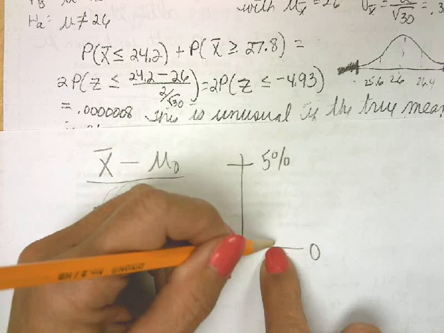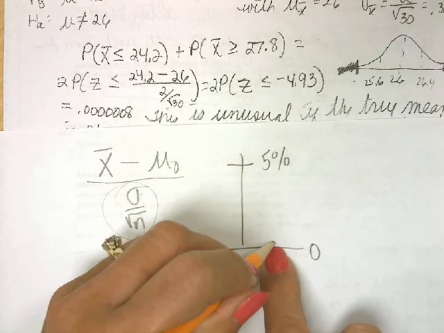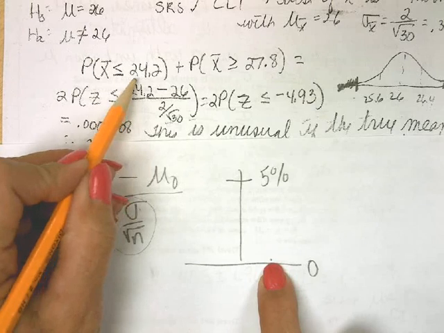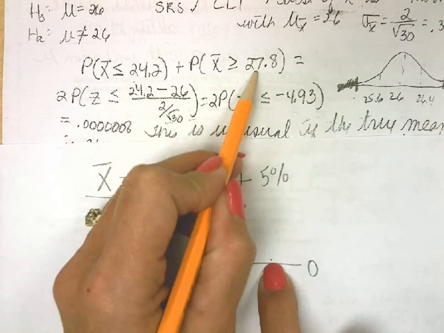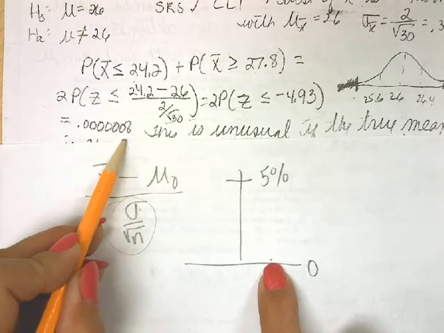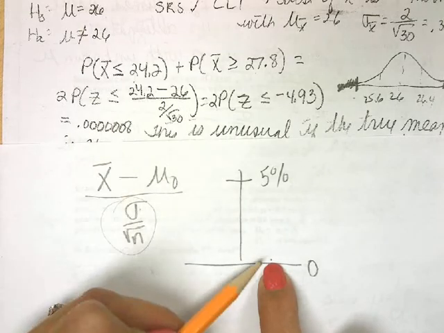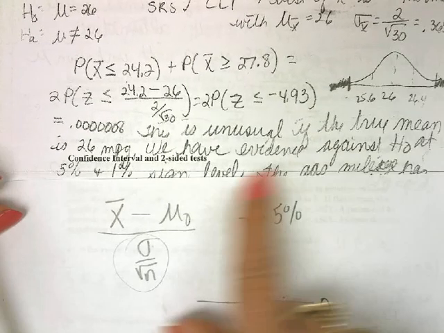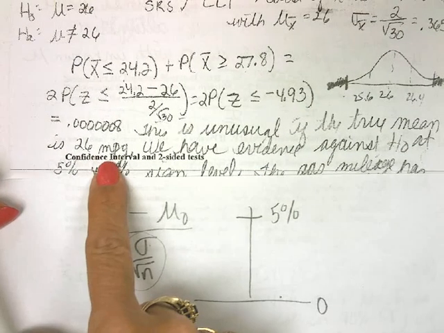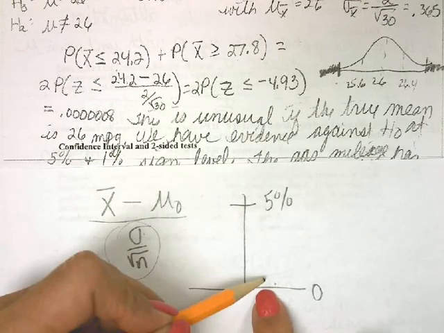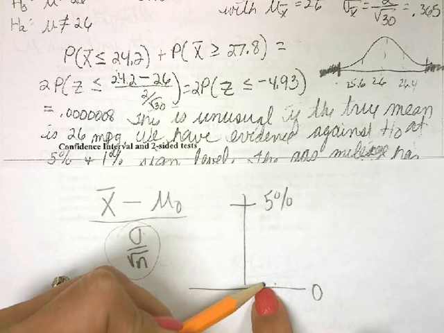It's extremely unusual to get this type of a value, or more extreme, or this type of a value, or more extreme. That only happens a fraction of a percent of the time. So this is very unusual if the true mean is actually 26 miles per gallon. So we definitely have evidence that this is so unusual that we would have evidence against the null.